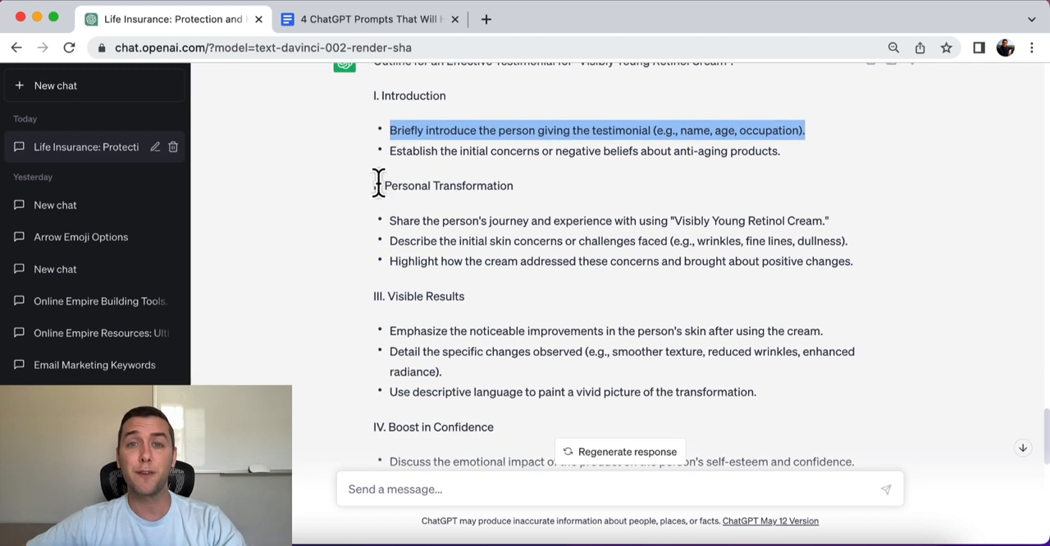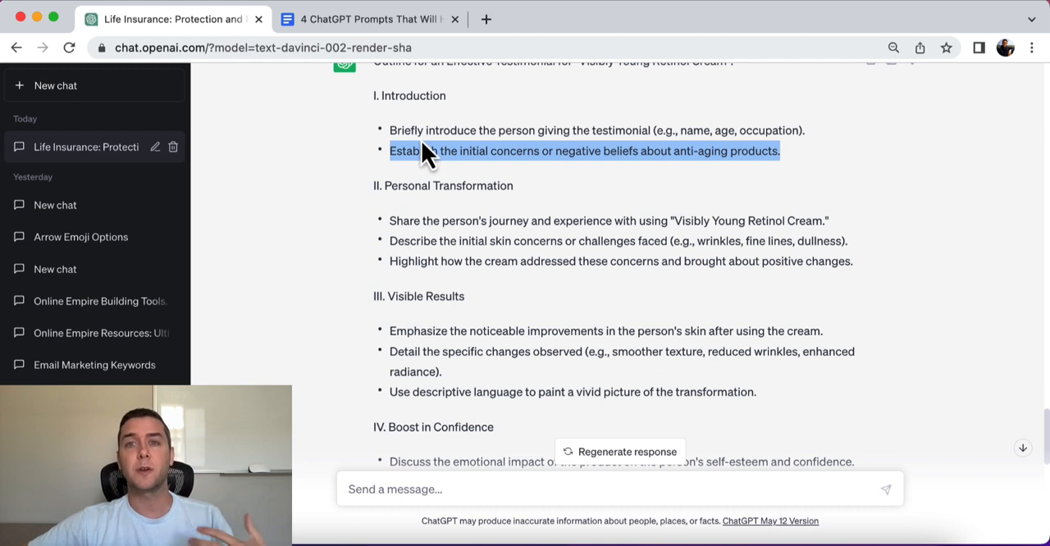All right, the introduction. Briefly introduce the person giving the testimonial. Establish the initial concerns or negative beliefs about anti-aging products. Okay, so we're going to give this to the person giving the testimonial. We're going to tell them, talk about the concerns you've had. We're not going to try to put ideas into their head. We're just going to tell them to talk about the concerns they've had, because if they have these types of concerns, chances are that other people have these concerns as well.